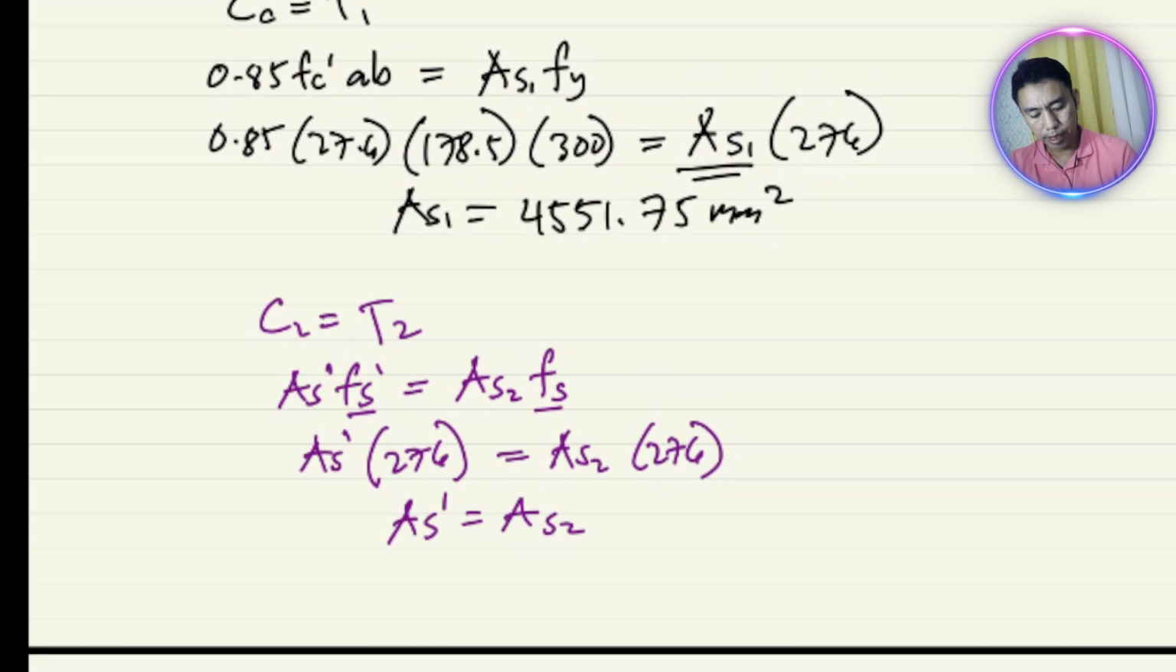So, paano makuha natin yan? Mu2, meron tayong formula ng Mu2 is equal to phi Cs times moment arm ng doble natin is d minus d prime.